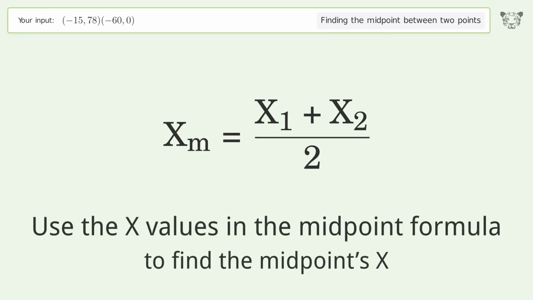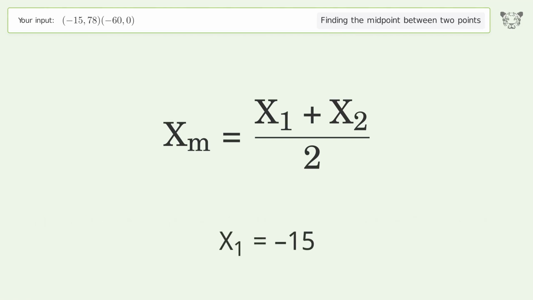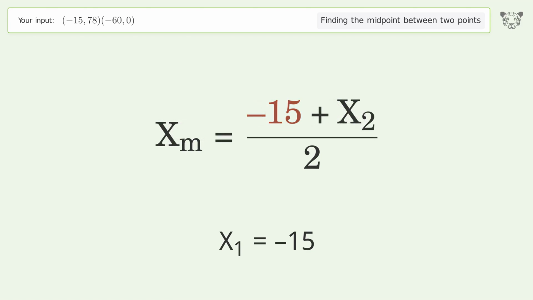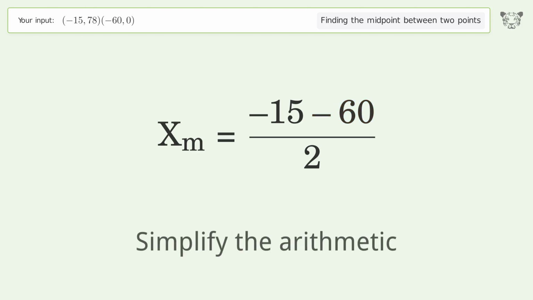Use the x values in the midpoint formula to find the midpoint's x. x1 equals negative 15. x2 equals negative 60. Simplify the arithmetic.